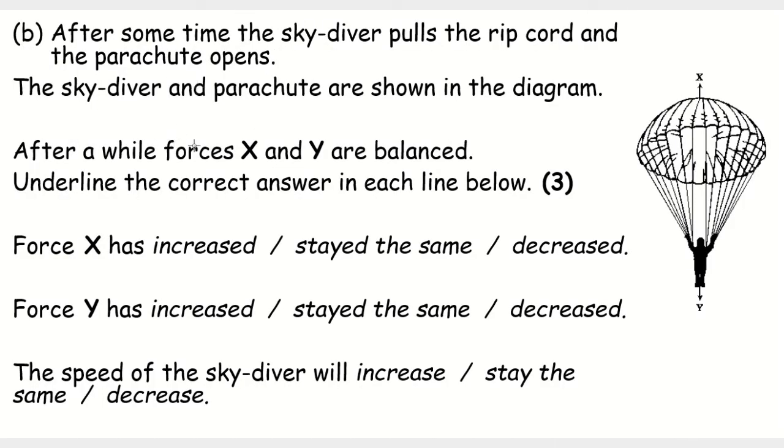So here we're being told about the parachute having opened, and after a while forces X and Y are balanced. Now that is going to be a very important statement in here, because we know that if the forces are balanced, in other words there's no resultant force, then the speed will not change and there'll be no acceleration. So we'll come to that in a moment.